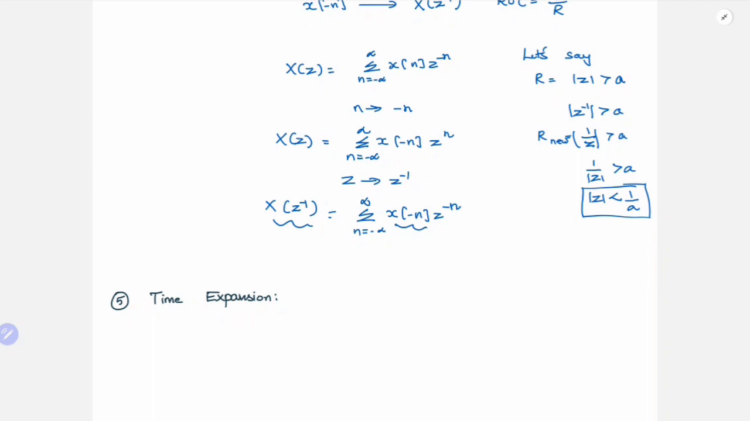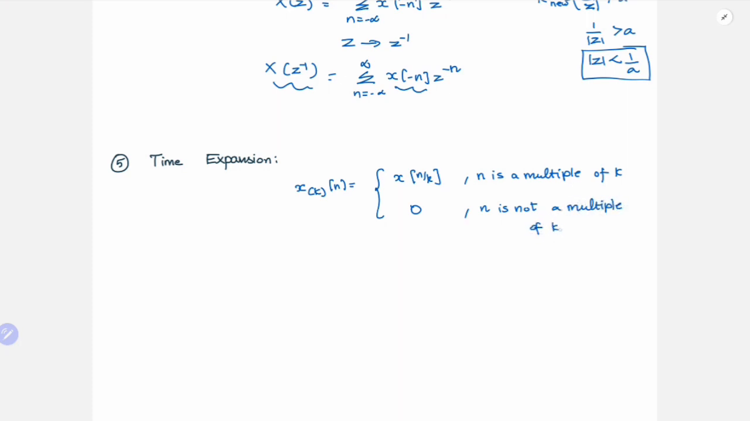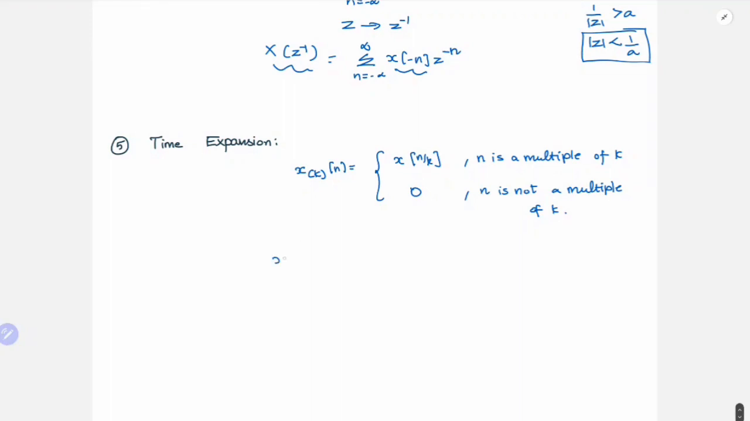So this again we saw it in our discrete time Fourier transform. We describe our time expansion as x_k of n given by x of n by k when n is a multiple of k, and 0 when n is not a multiple of k. So in that case, what will x_k of n give us as the Z transform?